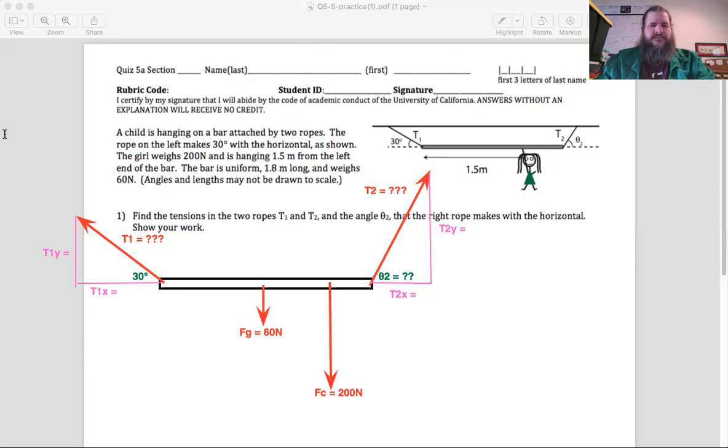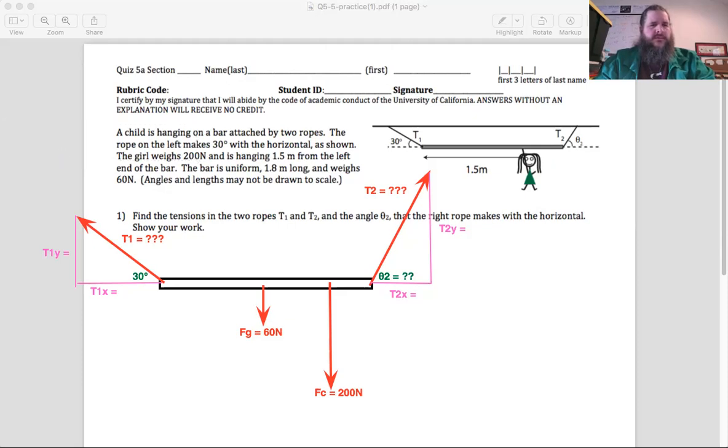T1x would be, I mean, we could say negative T1 cosine 30, and then positive T1 sine 30 for y. Yeah, that should work. And that way, we're at least writing these two unknowns in terms of the one unknown magnitude and the angle that we know. And sine 30, if I remember correctly, is 1/2. Cosine 30 should be square root of 3/2.